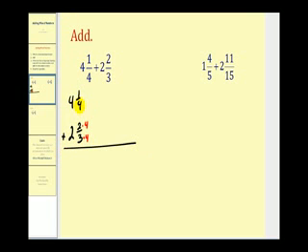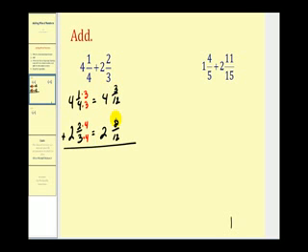And to have a 12 here, we'll have to multiply both the top and the bottom by 3. This is going to give us 4 3/12. This will be 2 8/12. Now that we have a common denominator, we can go ahead and add these together. We'll start by adding the fractions, and then we'll add the whole numbers.